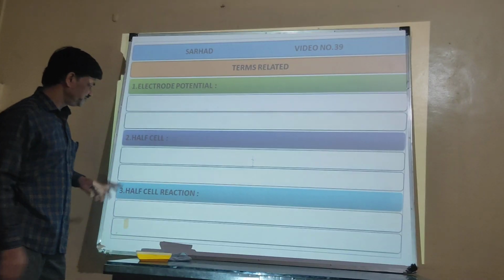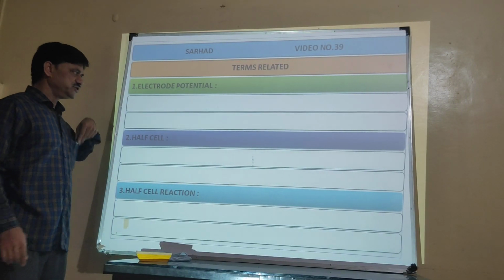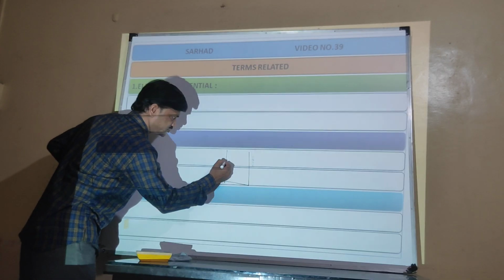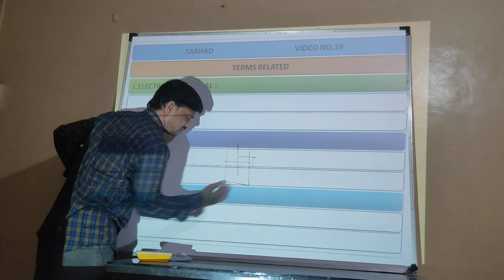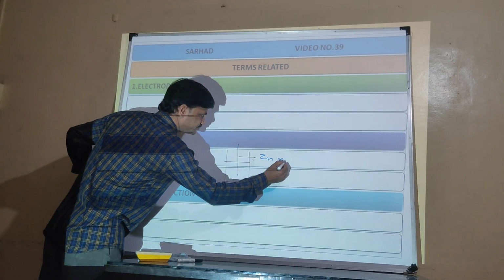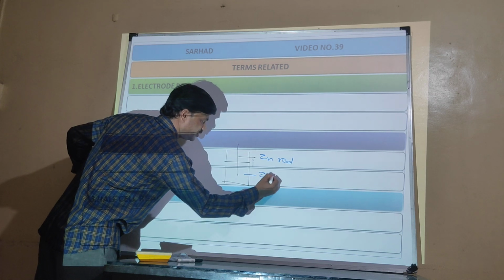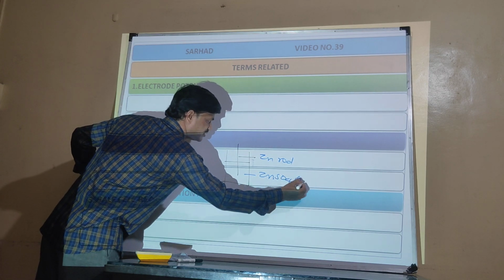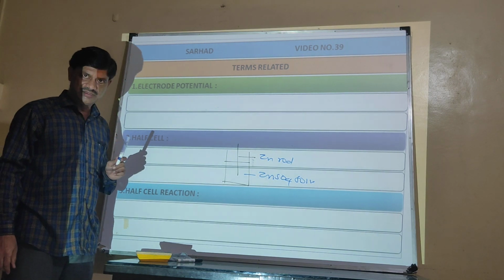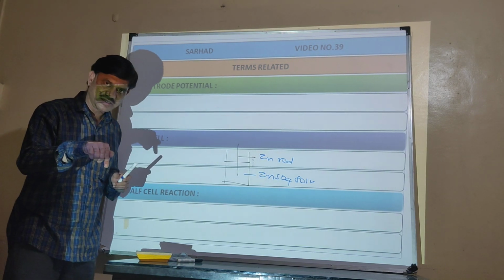Then check the second one. What is this? Half cell. Just we define it here. What is a half cell? Suppose we take this construction. This is a zinc rod, and this zinc rod is in direct contact with which solution? Zinc sulfate solution. Such an assembly is called a half cell. Tell me, what is a half cell?